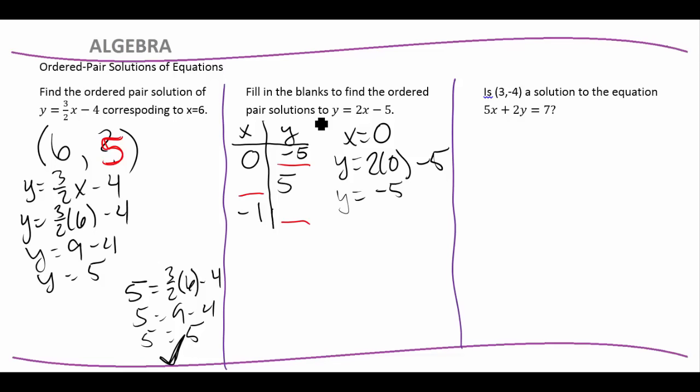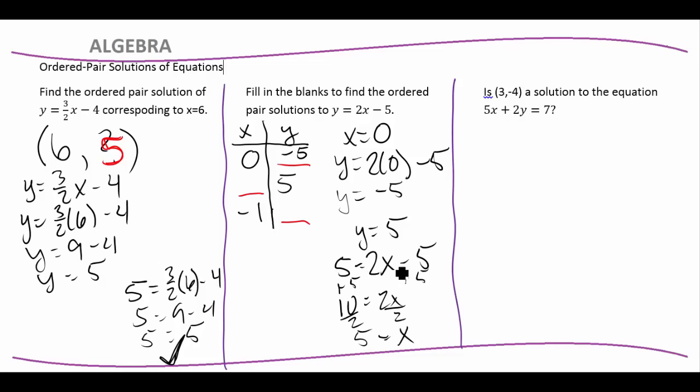And now we're going to go to our second row, and we know that y equals 5. So it tells us the y value, so now we're going to be plugging into the y. So we're going to have 5 equals 2x minus 5. And we want to get x by itself, so we're going to add 5 to both sides. We're going to get 10 equals 2x, and then divide by 2 on both sides, and we're going to get 5 equals x. So in the second blank, it's going to be 5 as well.